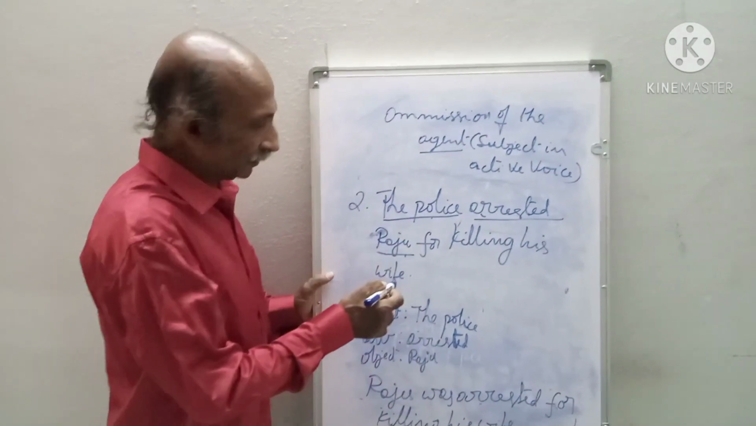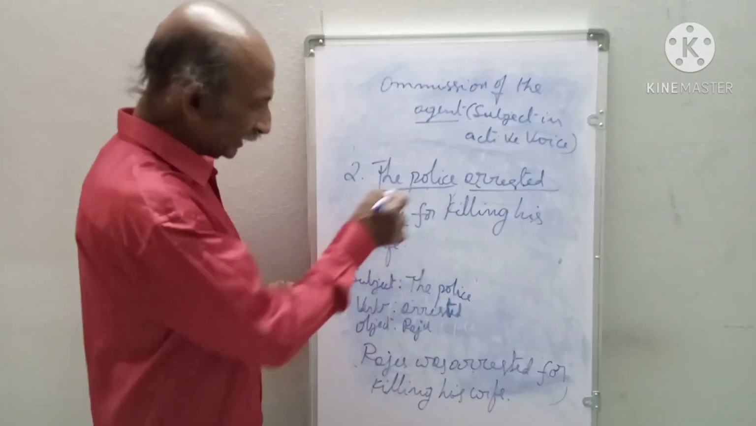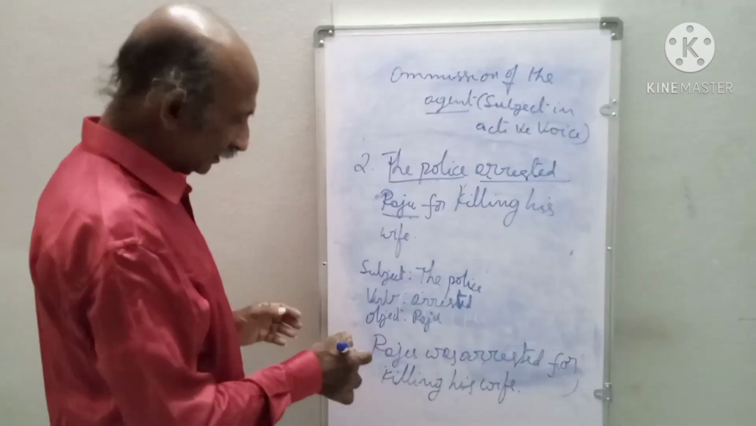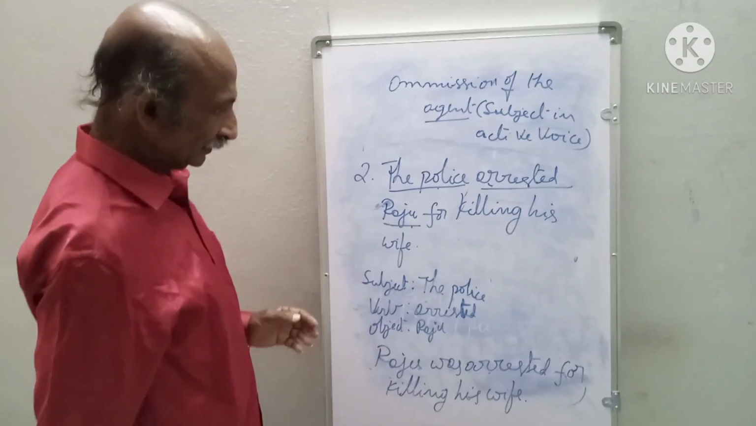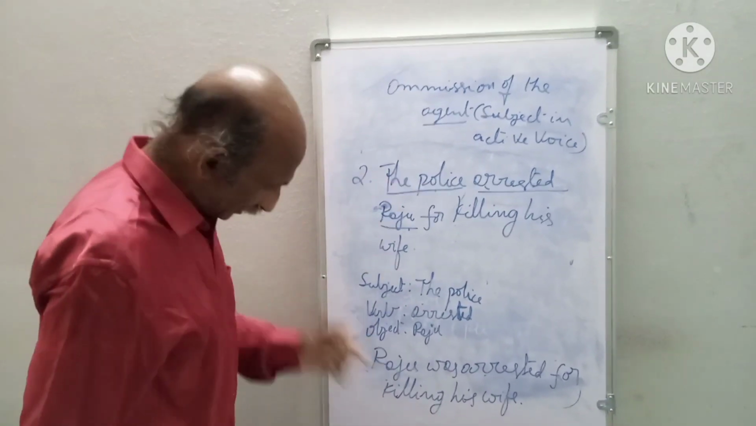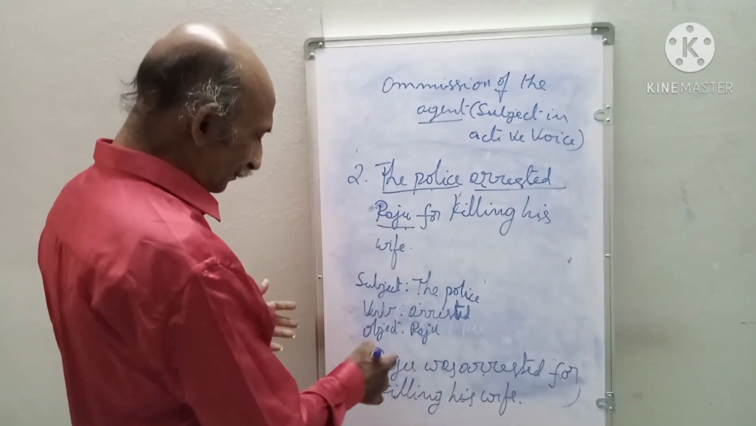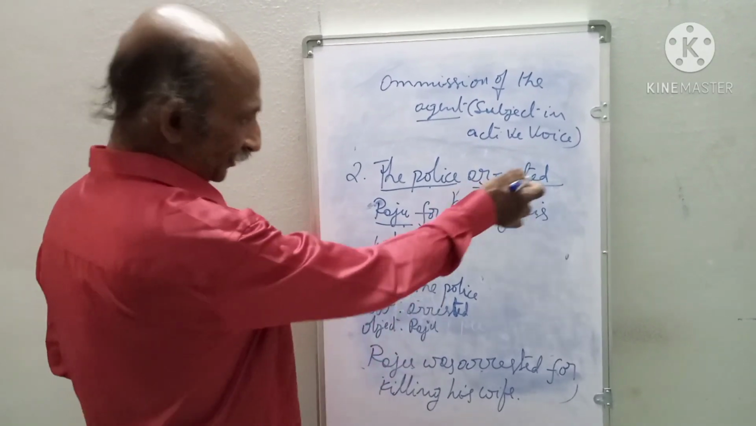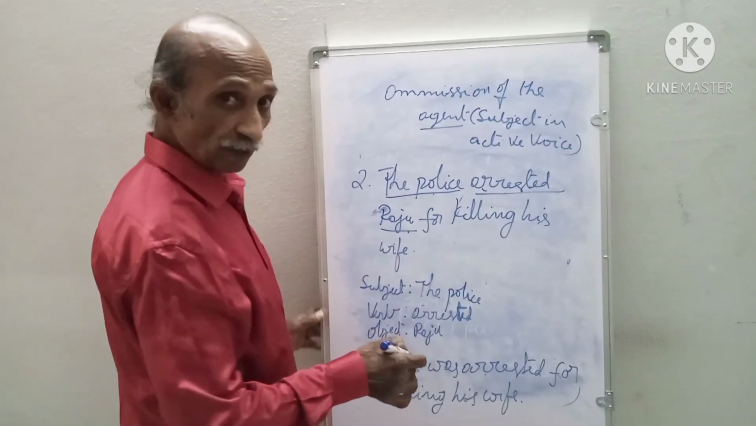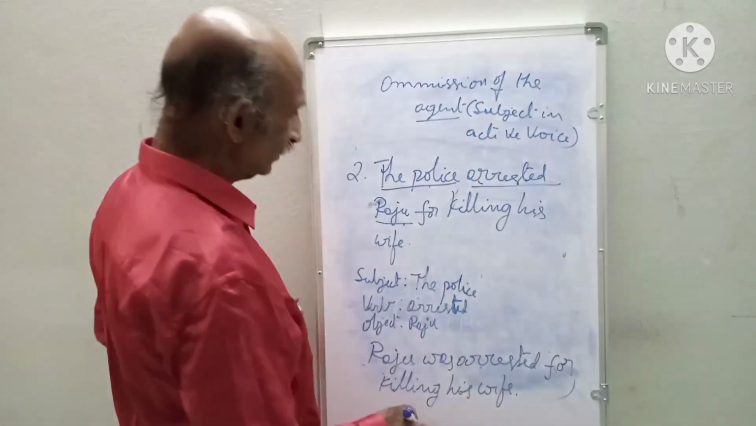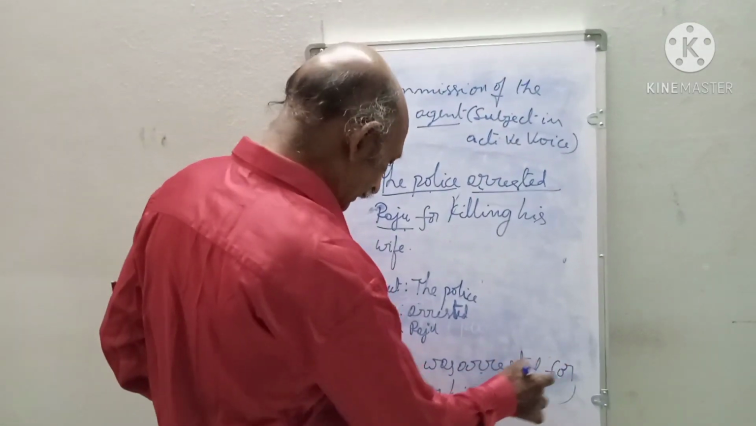Now take a look at another example. The police arrested Raju for killing his wife. In this sentence, the subject is the police, the verb is arrested, the object is Raju. If you want to change the sentence into passive, it should be written like this. The object becomes the subject, Raju, was arrested. The tense of the verb is past, so the appropriate form of the verb to be is was. The V3 form of arrested is arrested, for killing his wife.